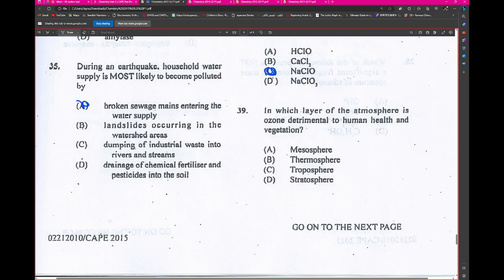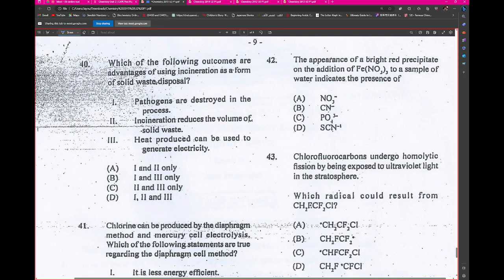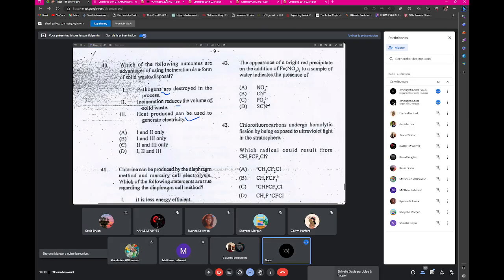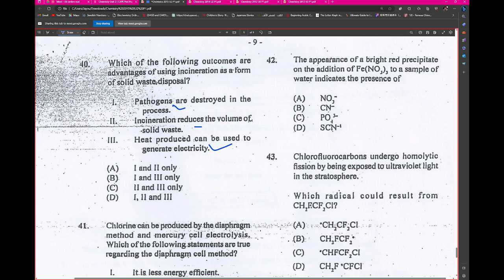Which sphere? C. The troposphere, alright. Wonderful. This paper is fine. It's not too bad. Alright, so which of the following outcomes are advantages of using incineration as a form of solid waste disposal? All three. Yeah, all three. Okay, hold on. Let in Chanel. Alright. So all three.